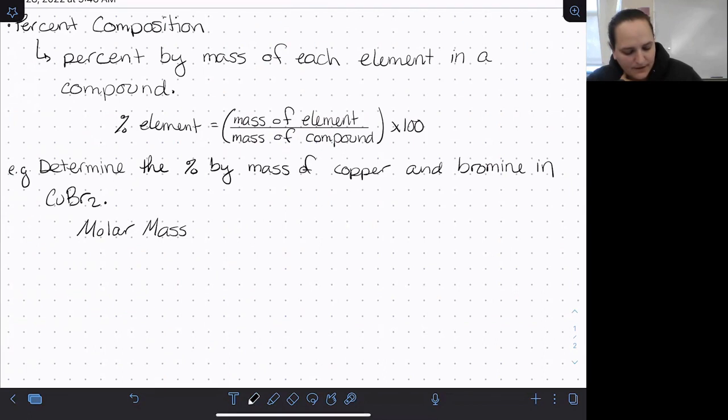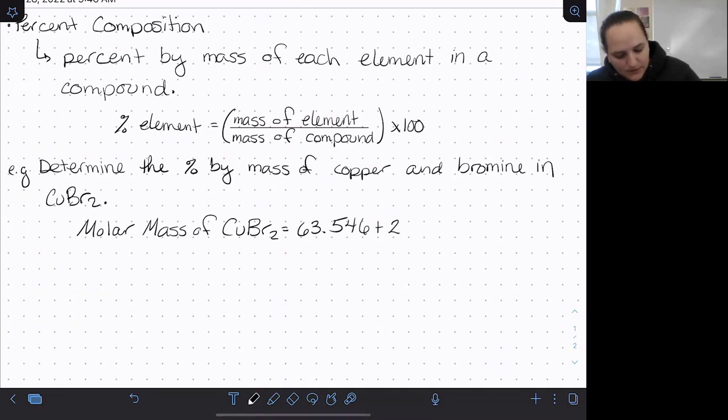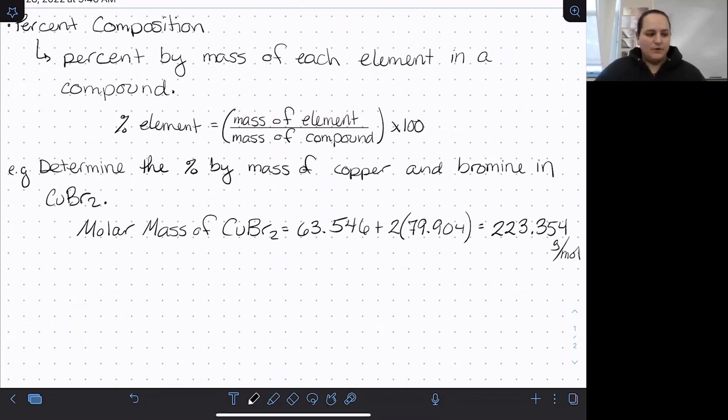So our molar mass of CuBr2 is going to be the mass of copper, which is 63.546, plus 2 times the mass of bromine, which is 79.904. Since we have 2 bromine atoms, we need to multiply that by 2, and then that gets us a total of 223.354 grams per mole for our molar mass.